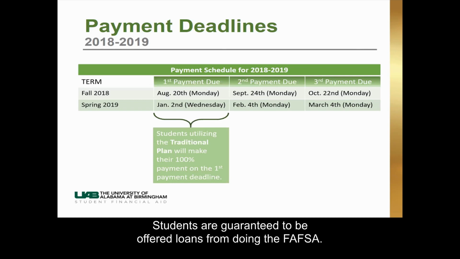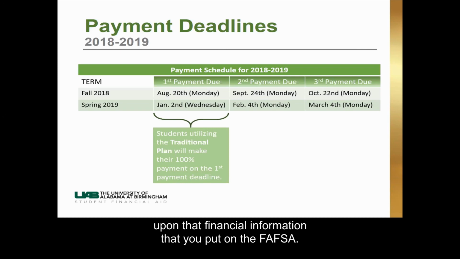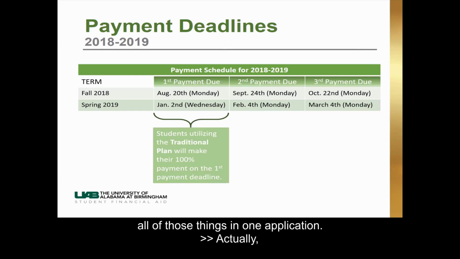Students are guaranteed to be offered loans from doing the FAFSA. The grants and the work study are more dependent upon the financial information you put on the FAFSA. So it's not necessarily guaranteed, but you are applying for all of those things in one application.